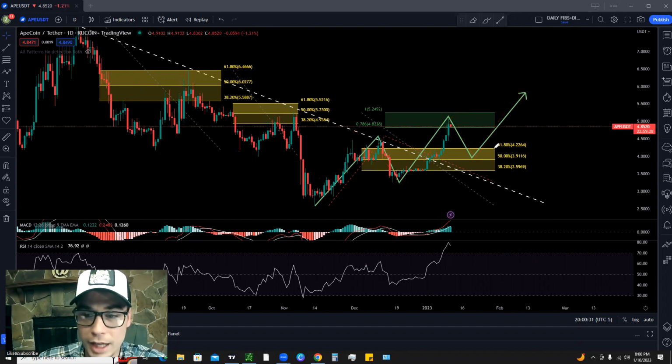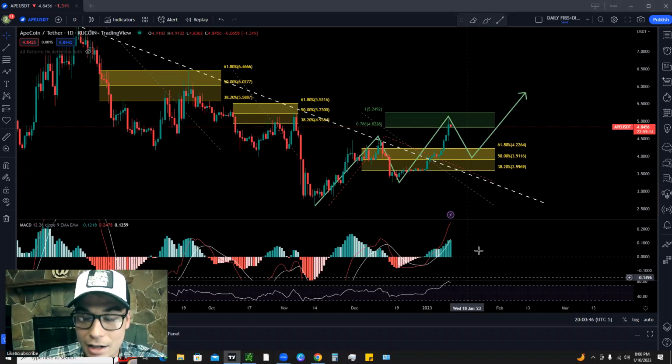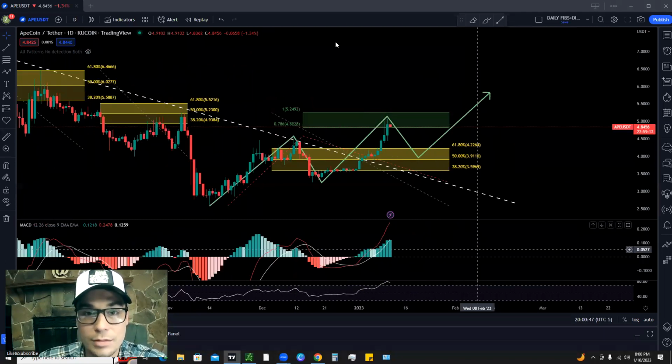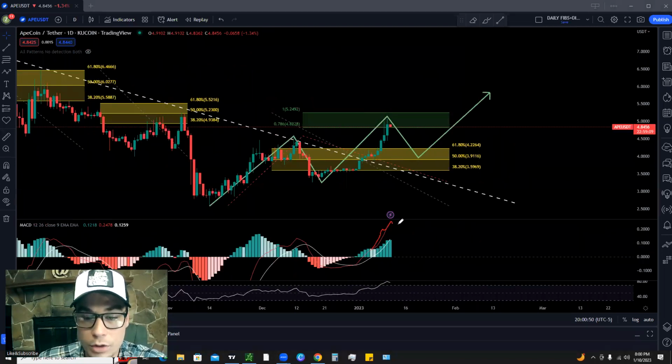Any type of pullback we get, we want to hold these levels here as support. Otherwise, we could end up breaking through these and heading back down lower to possibly test some of the recent lows. Now pay close attention to the MACD. The MACD is going to be a very good indicator of the momentum. As long as we see this MACD red line trending upwards right here, that's a good sign. As soon as we see it cross below the white line, that's going to be a little bit scary, and that could be a possible exit signal for you to get out of this play if you're currently in profits.